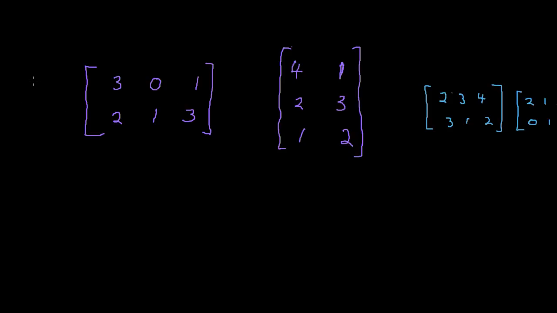Now, each matrix has a number of rows. Rows are horizontal. Notice this first matrix has two rows, row 1 and row 2, and columns go vertically. And notice this first matrix has three columns. There's column 1, there is column number 2, and the third column is right out here. So two rows and three columns for that first matrix.